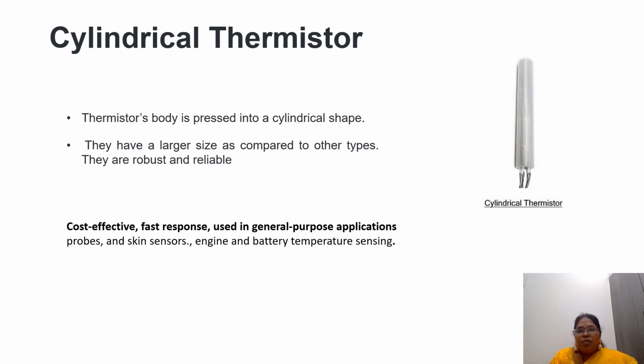So the thermistor body is pressed into a cylindrical shape. Based on the shape, we have to press accordingly. It is larger when compared to the bead as well as the disc type. It is robust and reliable. These probes are used for general purpose applications, for skin sensors and battery temperature sensing. We can use this cylindrical thermistor.